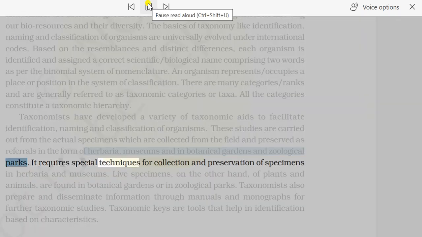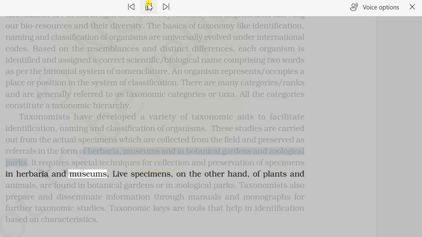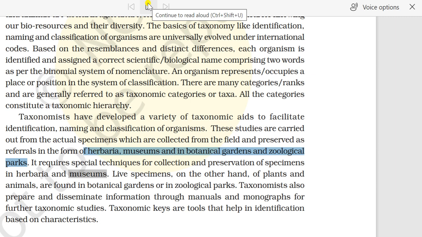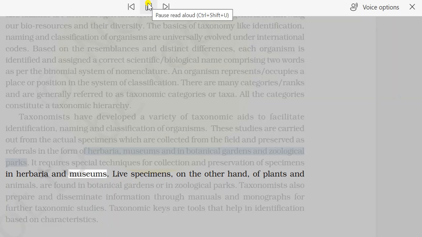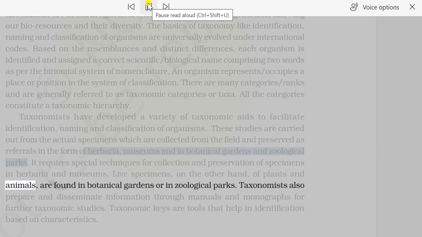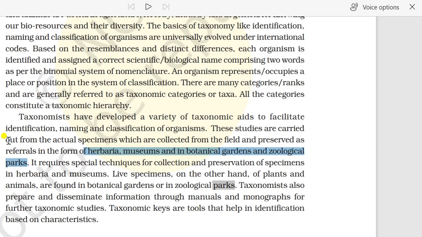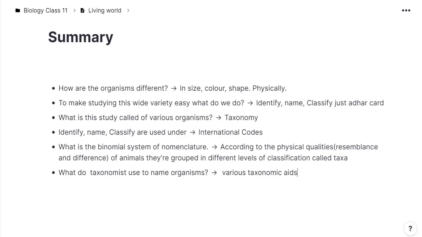It requires special techniques for collection and preservation of specimens in herbaria and museums. For live animals and plants, it also needs special techniques. Live specimens of plants and animals are found in botanical gardens or in zoological parks. In herbaria and museums we have dead things.